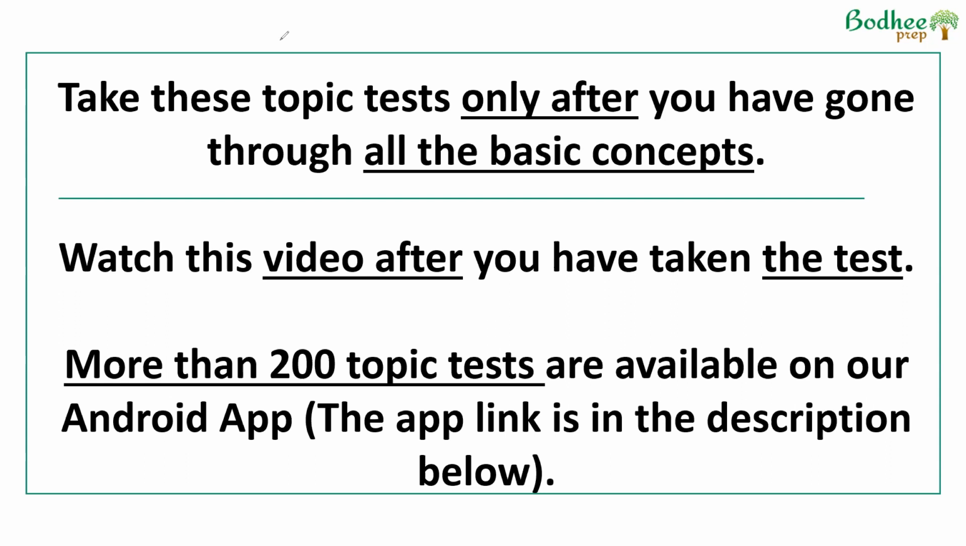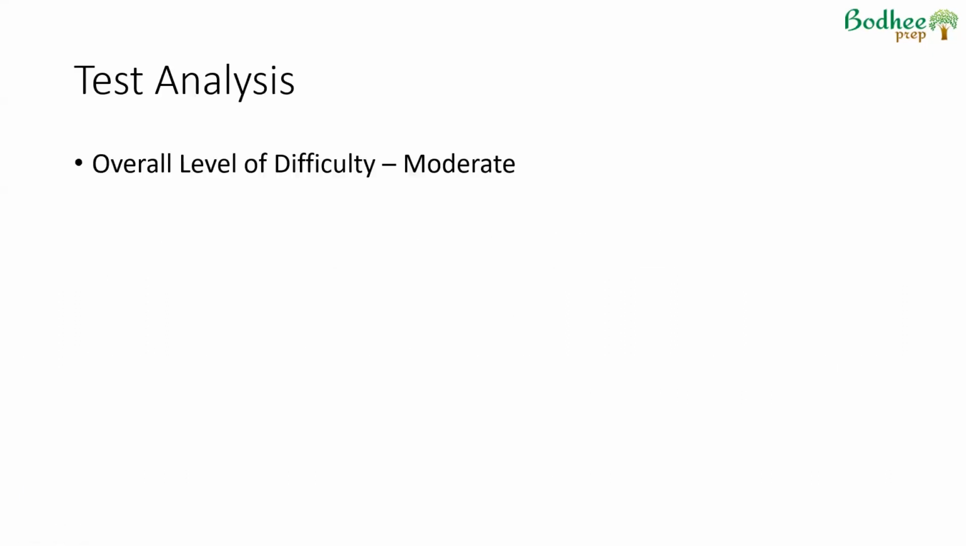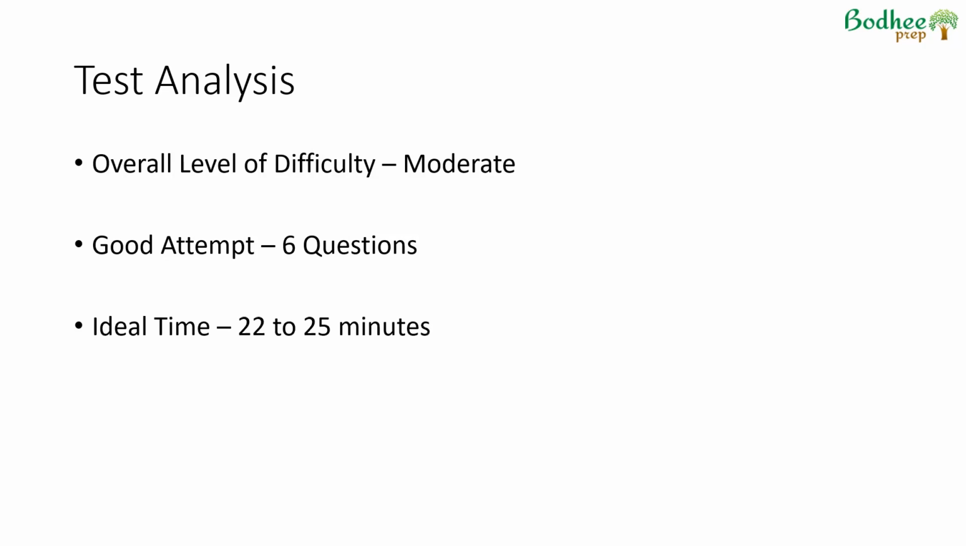This specific video is about profit loss discount, test number 4 as mentioned in the app. Overall, this was a moderate level of difficulty test where a good attempt would be a net correct attempt of 6 questions. The attempt time would be on the higher side because there were some questions here which required calculation. So 22 to 25 minutes would be the attempt time to get these 6 questions net correct.